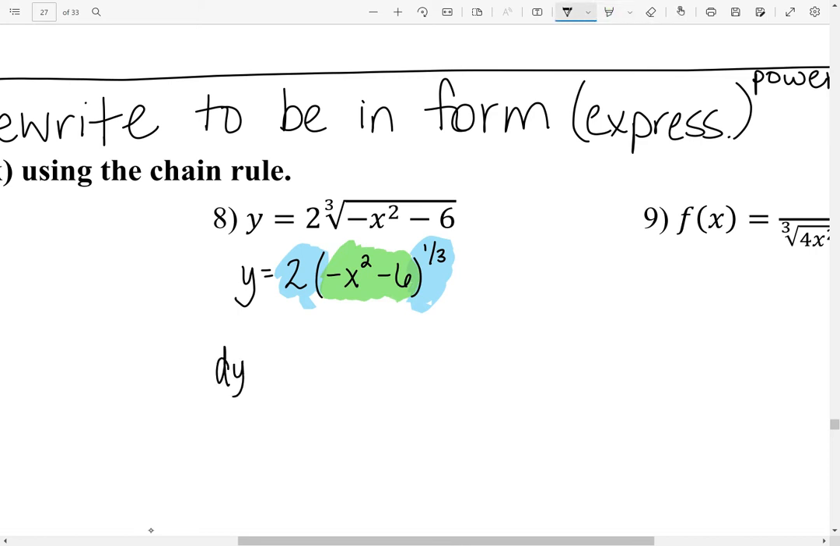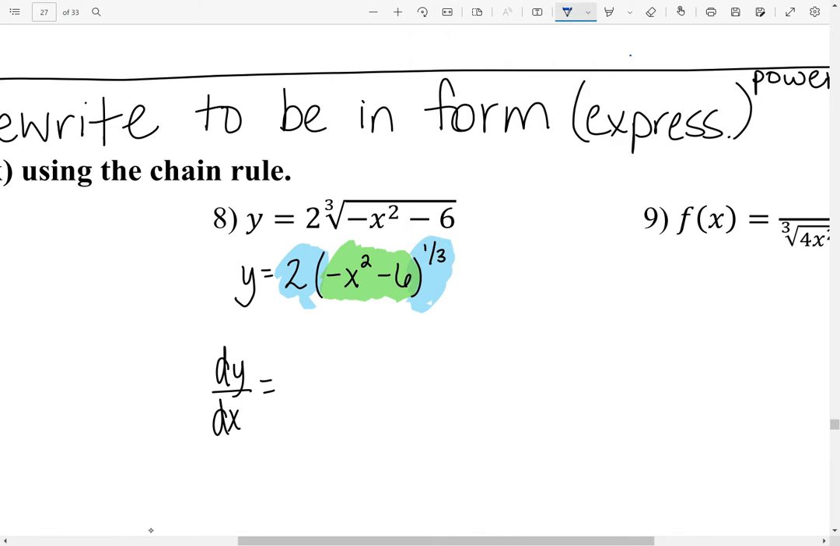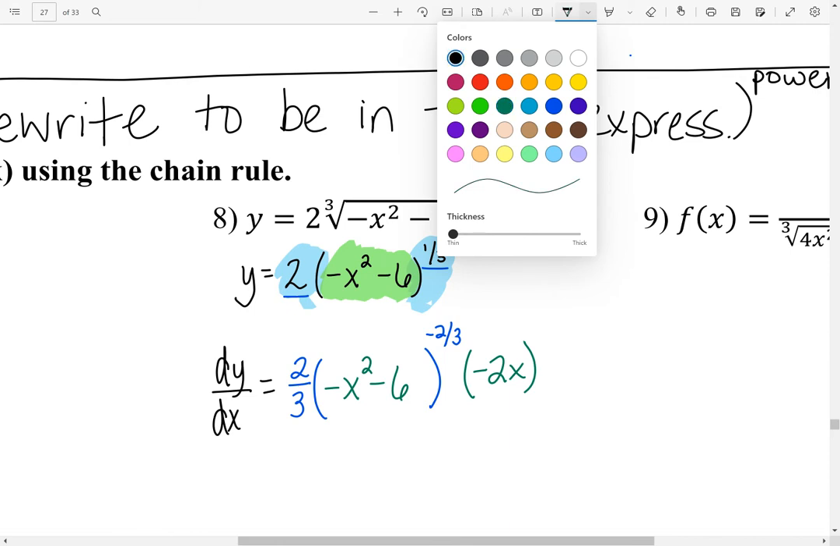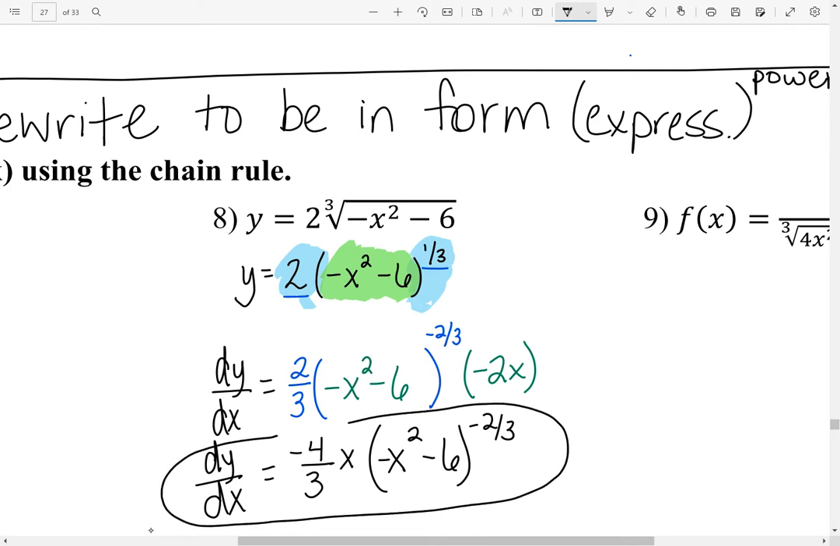So let's find dy dx. Find the derivative of the outside part. I'm going to multiply 1/3 times 2 to get 2/3. Parentheses. Subtract 1 from the exponent, negative 2/3. Now it's time to work on the inside. On the first one, just copy it down the same way that it is, and then multiply by the derivative of the inside part. So negative 2x. I can simplify that, and I'll have my derivative. So that would be negative 4/3 x times quantity negative x squared minus 6 to the negative 2/3. That is the derivative. I can stop there, or I could simplify with positive exponents.